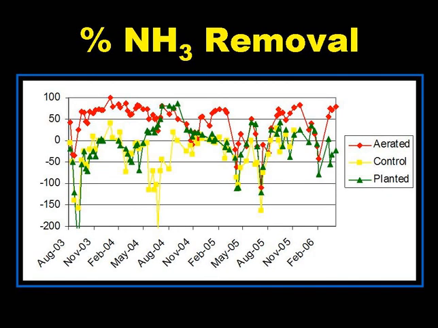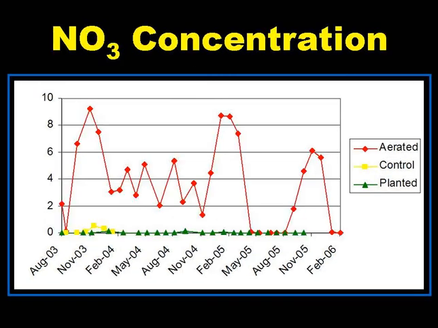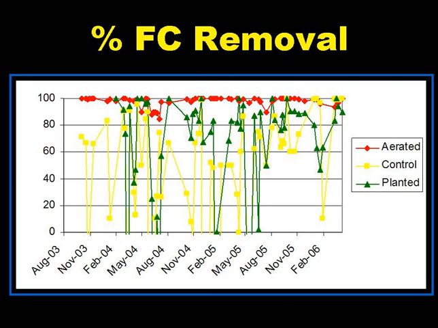When we come to ammonia removal, the aerated filter was best again, although in high summer the planted filter performed just as well, or even slightly better. And we know that nitrification occurred in the aerated rock filter because there was plenty of nitrate in its effluent. The aerated filter also removed fecal coliforms extremely well, even in winter. The mean effluent fecal coliform count was below 1,000 per 100 ml throughout the year, and below 100 per 100 ml in summer.